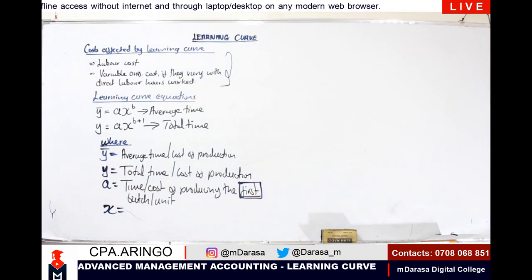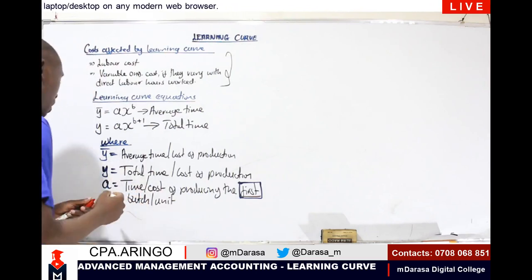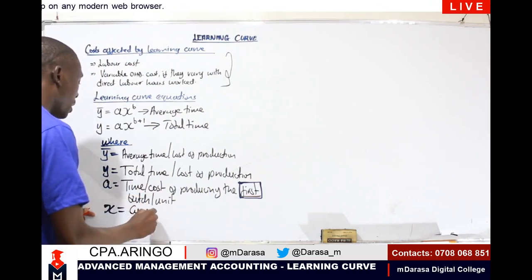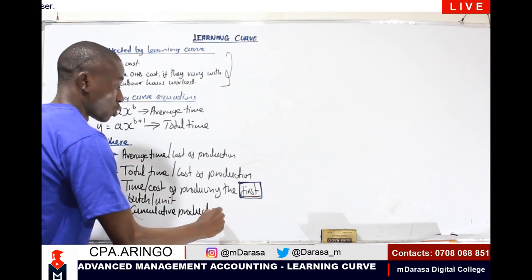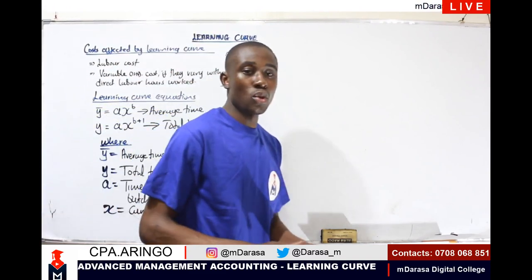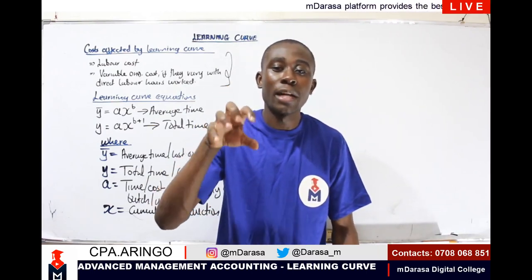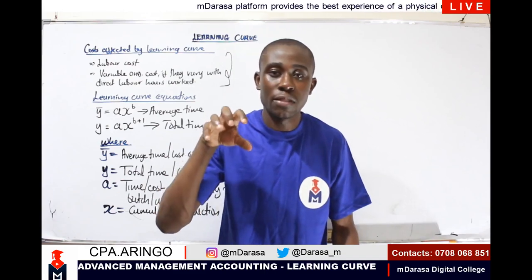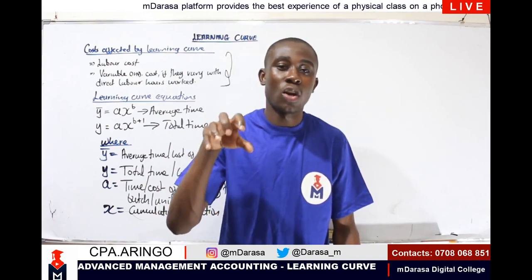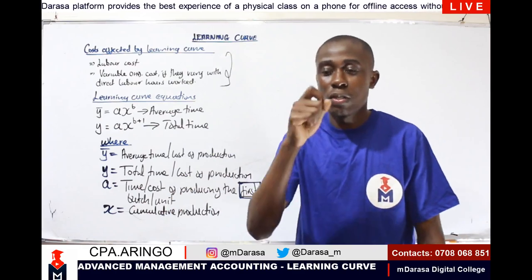So ideally, when you are talking of X, my good students, what must always click at the back of our mind? X, ideally, and if possible, have this with another pen, we normally talk of cumulative production. The keyword we are looking at is cumulative. So X will always give us cumulative production. And kindly, I want you to underline the word cumulative production, because it is very key whenever I'm looking at the concept of learning curve.